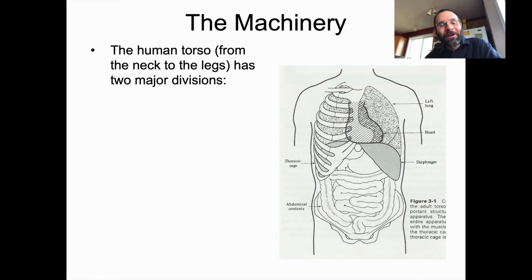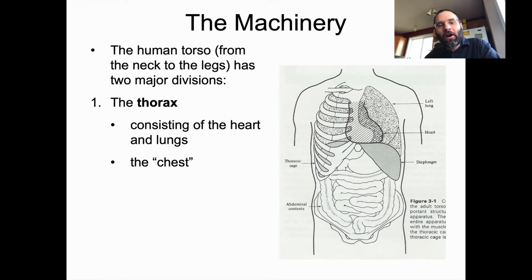Okay, so what did we do? What were we playing around with? This is the human torso, which is the part of your body from the neck to the legs, basically. So it's everything, including these five external pieces, your head, your arms, and your legs. That's your torso, and you can subdivide that into two major divisions. The top part is called the thorax. This is basically the chest area, including your heart and your lungs. And it's surrounded by your rib cage, and we'll talk a little bit more about that on the next slide.